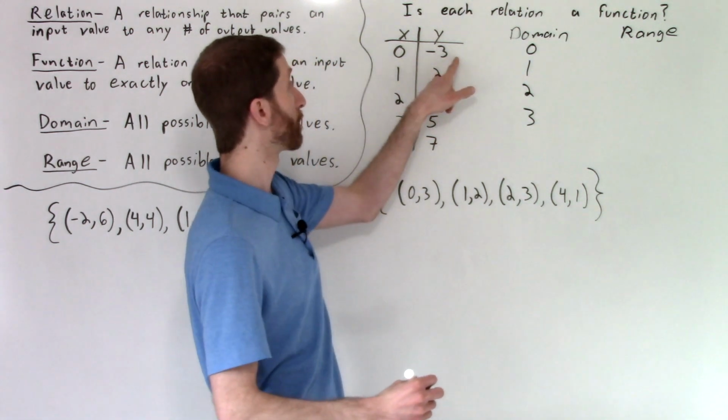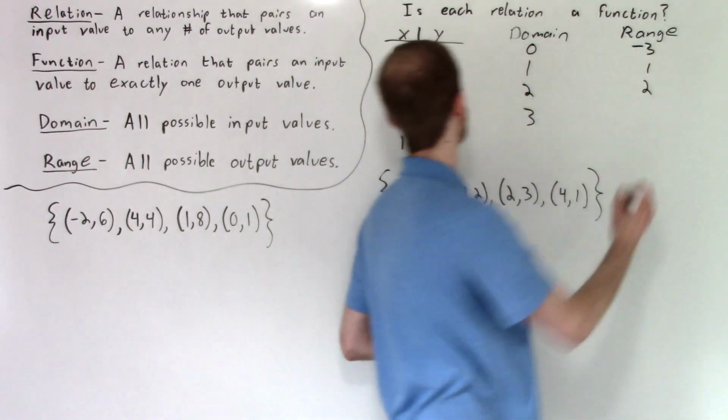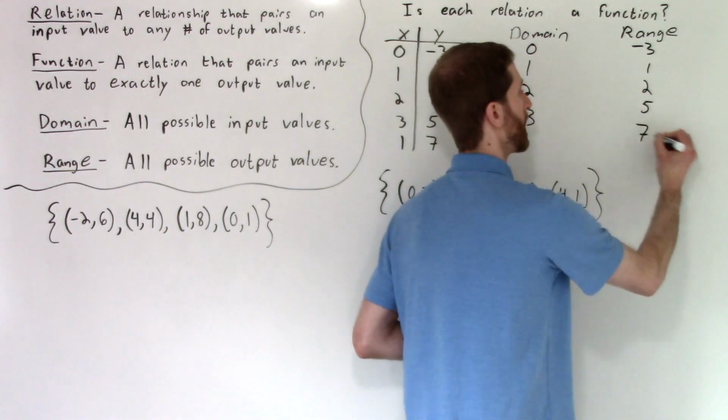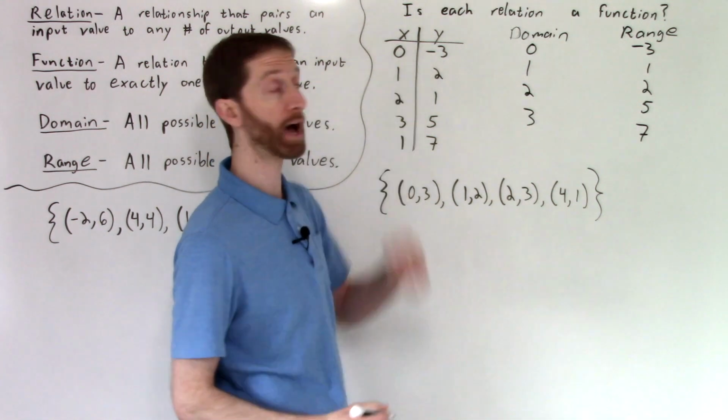The range, going from least to greatest: -3, 1, then 2, 5, then 7. I'm just listing out all the numbers there. And what we do here is draw arrows connecting each number's input to the output it corresponds to.